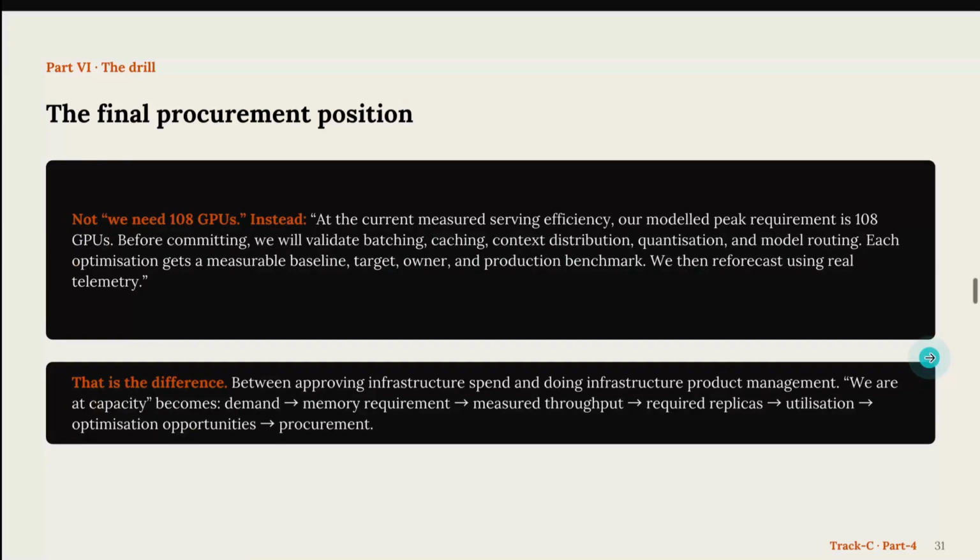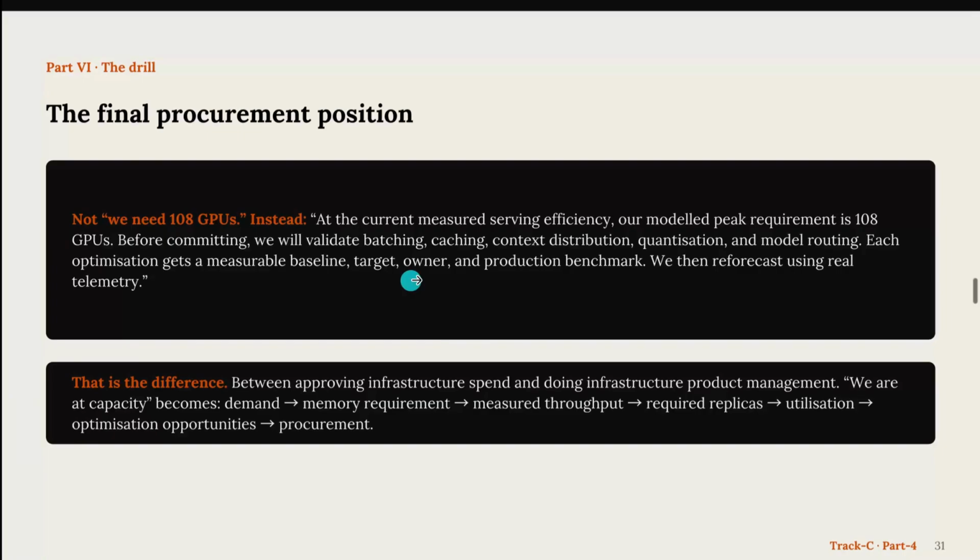And this is how we need to word it in the final call. Hey, we don't need 108 GPUs because we are guessing. Yeah, but we need to say that, hey, at the current measured serving efficiency, our modeled peak requirement is 108 GPUs. Before committing, we will validate the batching, caching, the context distribution, quantization, and model routing, because this will peak the current architecture's performance. Yeah, and then each optimization will get a measurable baseline, target, owner, and production benchmark also.